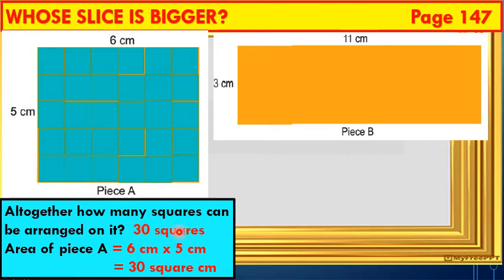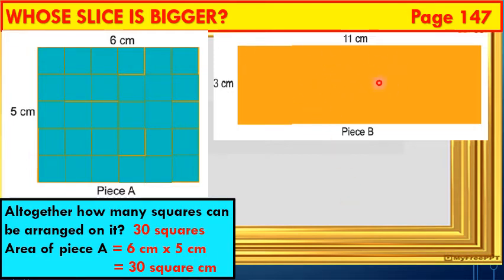So the area of piece A is 5 sixes are 30 square centimeters. That is, area of rectangle of length 6 centimeters and breadth 5 centimeters is length multiplied by breadth, that is 6 fives are, that is 30 square centimeters. In the same way, find the area of piece B.